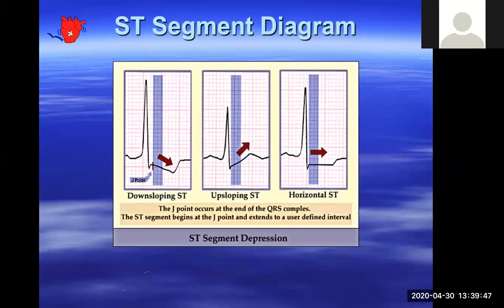Also, the shape of the ST segment matters. If the ST segment is pointing upward, it is less significant than if the ST segment is horizontal or downsloping. And the degree of depression, two millimeters or less, is less significant compared to three or four.